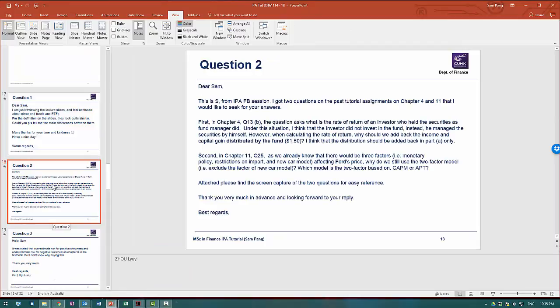Now, there's another one here. So, second question. In Chapter 11, Question 25, as we already know, there would be three factors affecting Ford's price. Why do we still use the two-factor model and exclude the factor for new car model? Which model is the two-factor based on, CAPM or APT? Well, because there's more than one factor, I would answer your last question first. It's definitely based on the APT, not the CAPM.